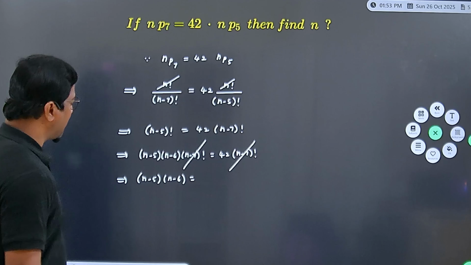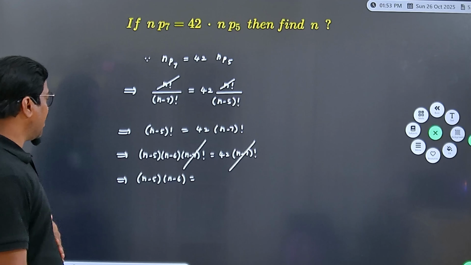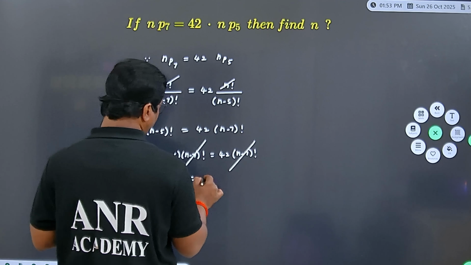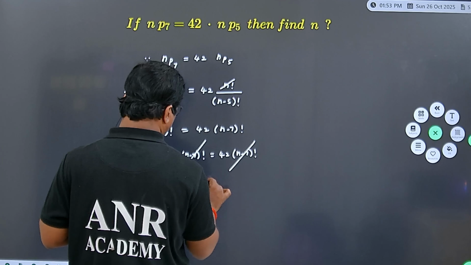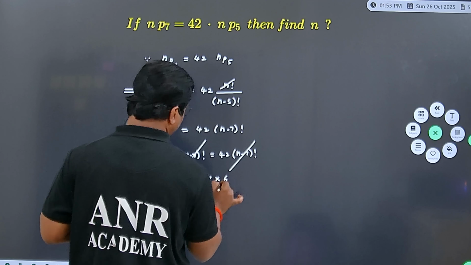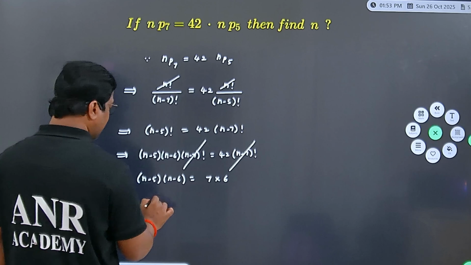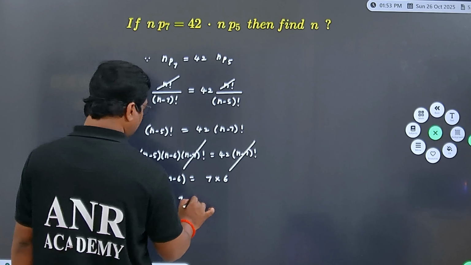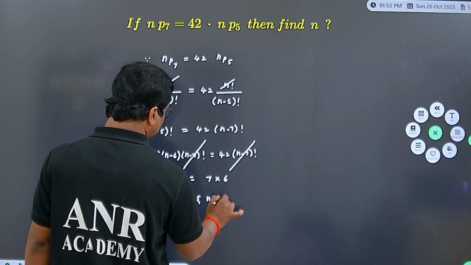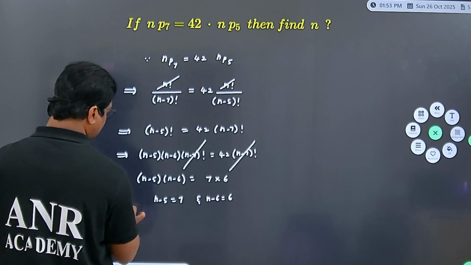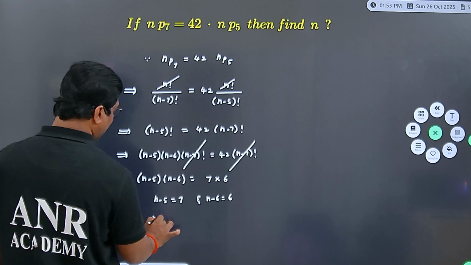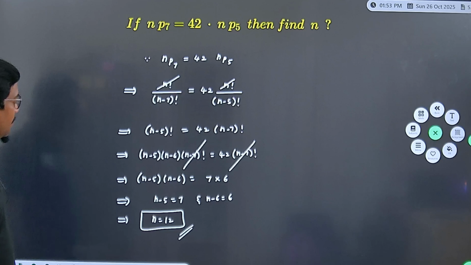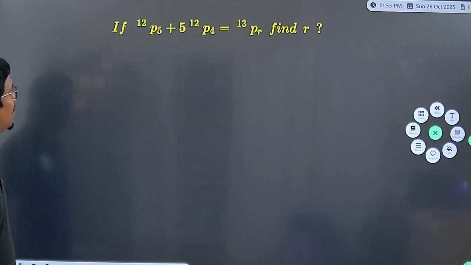Now you can write 42 as 7 into 6. Yes, suppose n minus 5 equal to 7 and n minus 6 equal to 6, implies the value of n equal to 12 is the answer. Let us move to the next one.